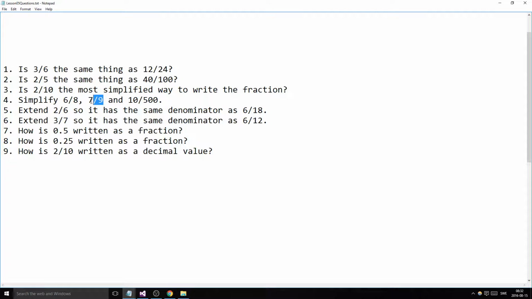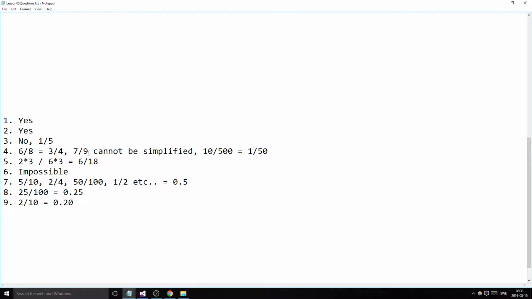7/9 is a good example of the simplest form directly, because 7 can't be divided by anything evenly, right? 9 could be divided by 3, but we can't divide 7 by 3. So there is nothing we can do here. We can divide both by 1, but that would just give us the same number. So 7/9 cannot be simplified.